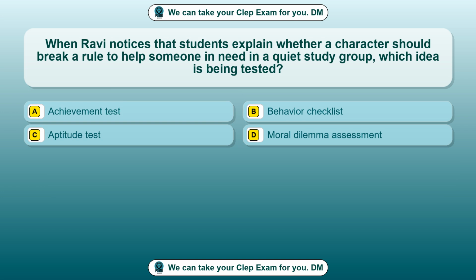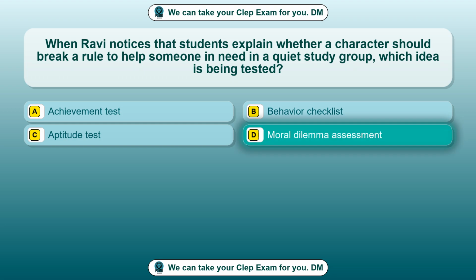Question 87. When Ravi notices that students explain whether a character should break a rule to help someone in need in a quiet study group, which idea is being tested? Option A, achievement test. Option B, behavior checklist. Option C, aptitude test. Option D, moral dilemma assessment. The correct answer is option D, moral dilemma assessment.